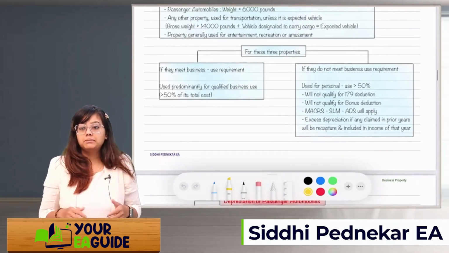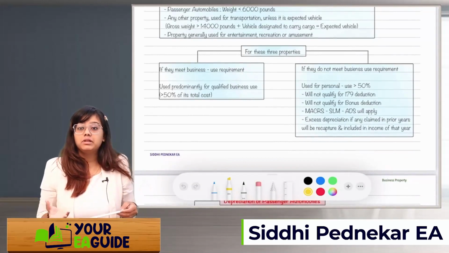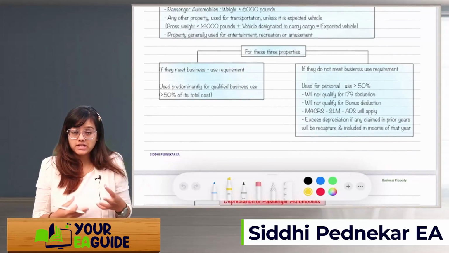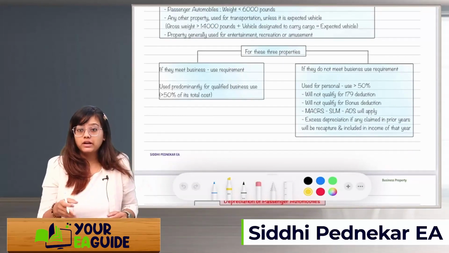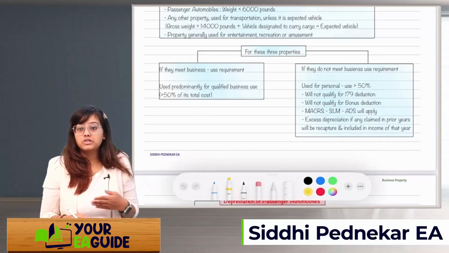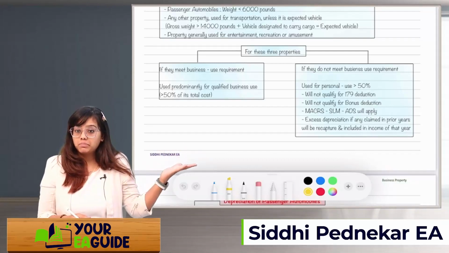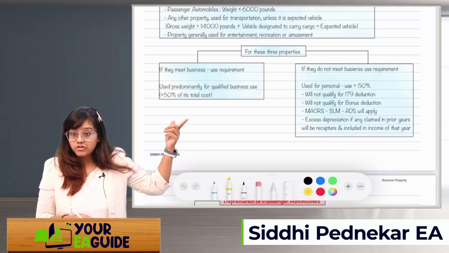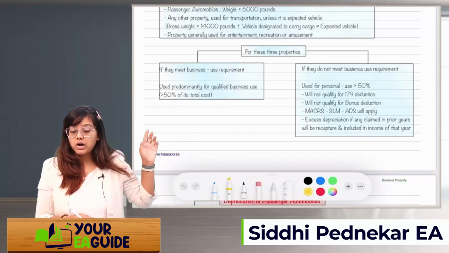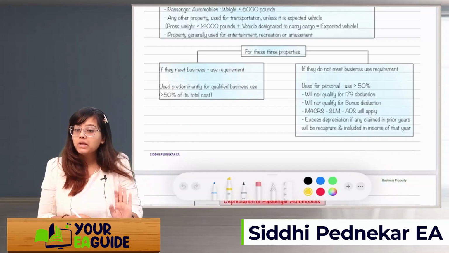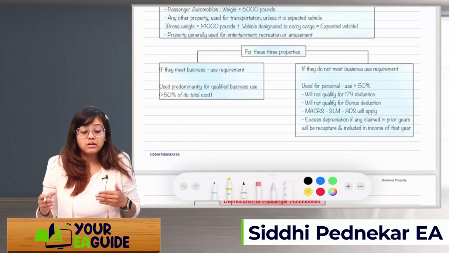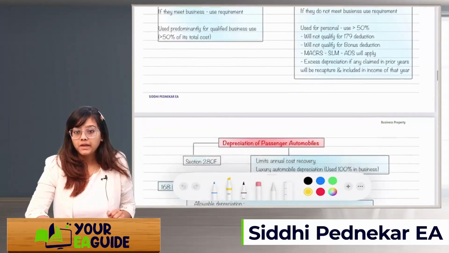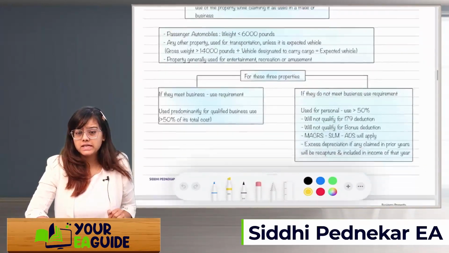Whatever excess depreciation, if any, was claimed in prior years, which is not according to these three, and if the business use has now reduced to 50%, then whatever depreciation you have claimed previously, which is not the SLM ADS method, and you have claimed 179 or bonus, all that amount will be added to your income if the business use of the property has been reduced to less than 50%. All right, this is about listed property.